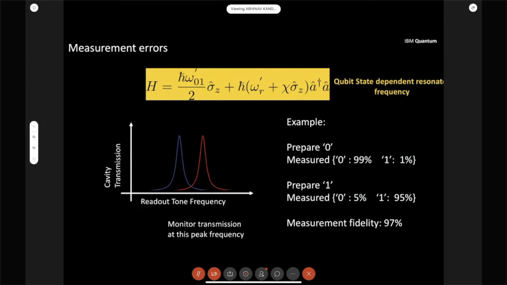This can happen for a host of reasons. This can be associated with the line width of these peaks and the separation. This can also be a consequence of, for instance, some energy relaxation during the course of the measurement pulse. So in this very crude example, if you got a 1% error measuring ones for a zero, and if you prepared a one state and got a 5% error measuring the zero, then you take the average and you would say that the measurement fidelity is about 97% in this scenario. This is also going to be important. This also affects the performance of our chemistry algorithms.